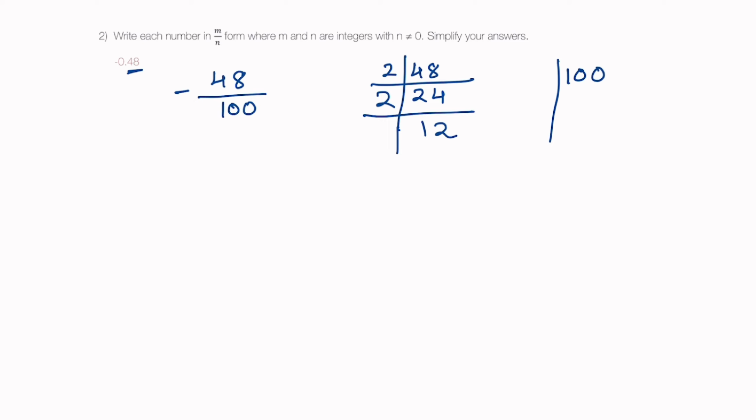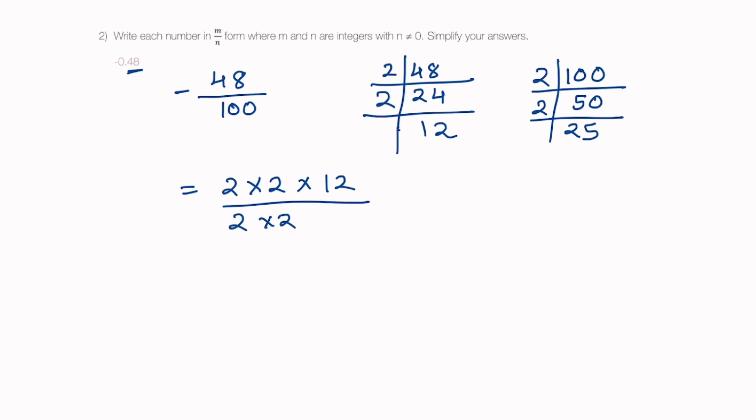I can do it further because I know 12 is not a prime number. But here if you observe, this is 2 times 50, 2 times 25. Do you see it's going to be 5 further, right? So I will not waste my time doing that. So 2 times 2 times 12 over 2 times 2 times 25 and a negative sign here. Let's cancel the common factors. 2, 2, 2, 2. What are we left with now? Yes, it's 12 over 25 with a negative sign and it's done.